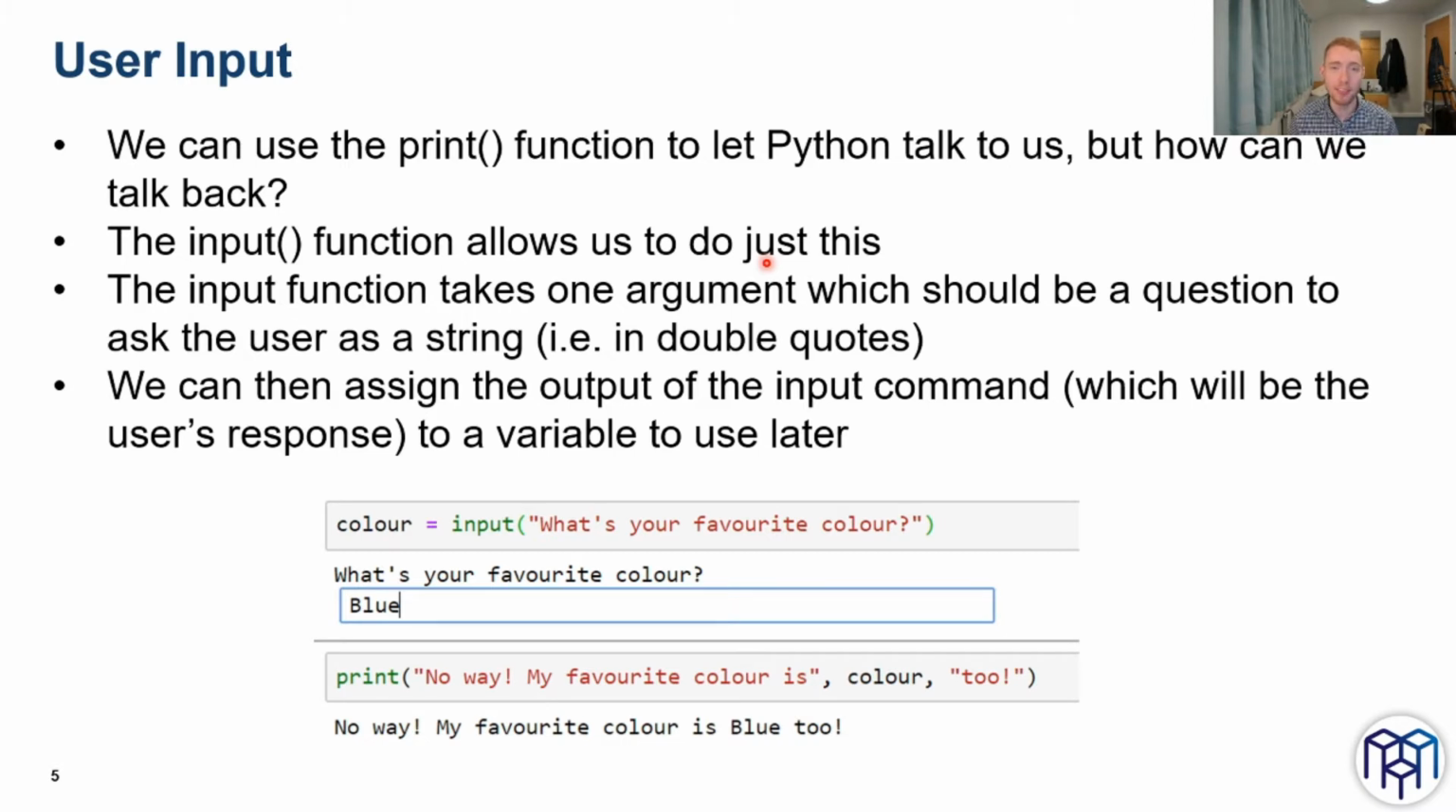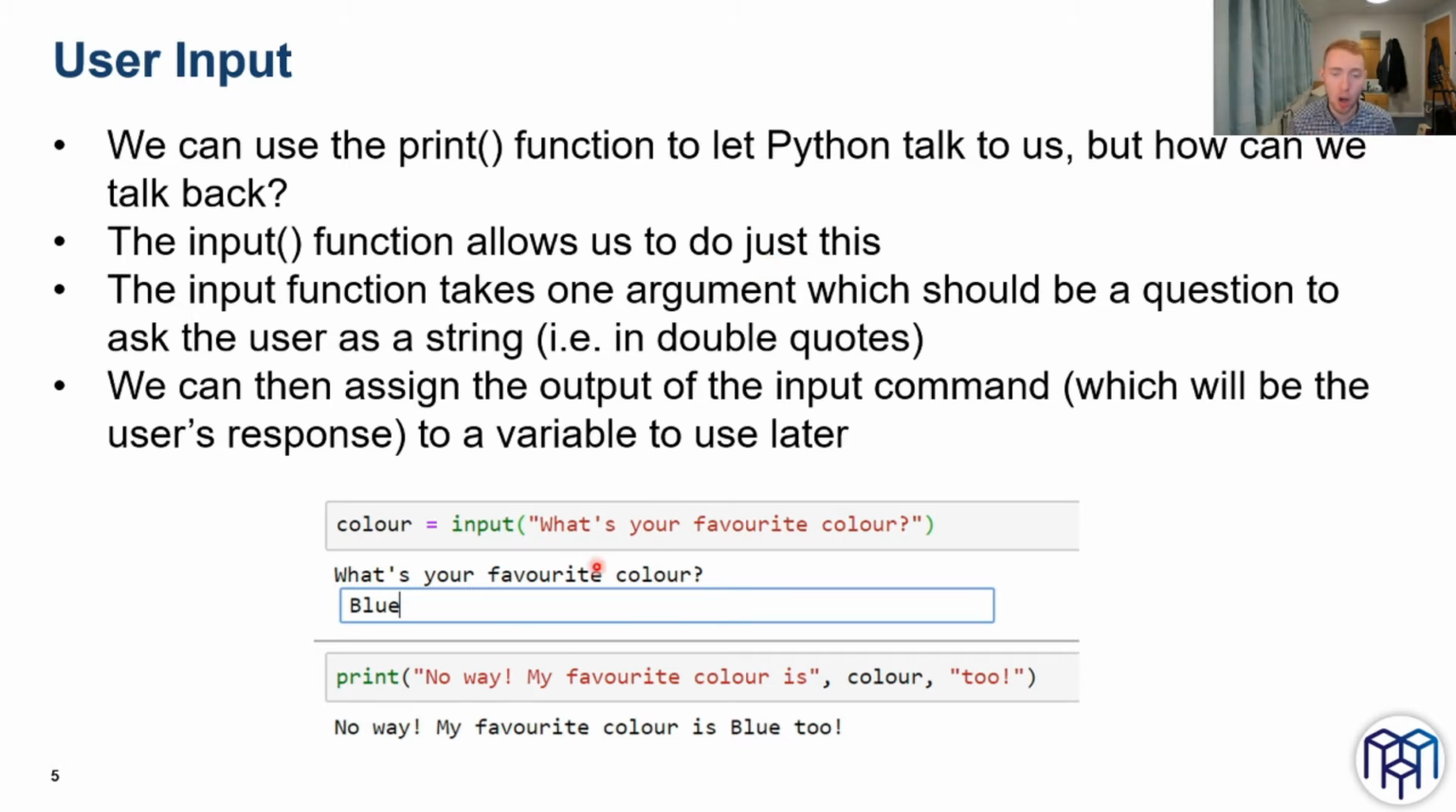And so this takes a single argument, so kind of a single value inside of the brackets. And this should be a question or prompt that's going to be asked to the user before they give their answer. And so this should be a string, and we can input that using double quotes. And then the input function is going to return a value, and the value returned is going to be whatever the user types in as their answer. And we're going to assign that to a variable to store later.